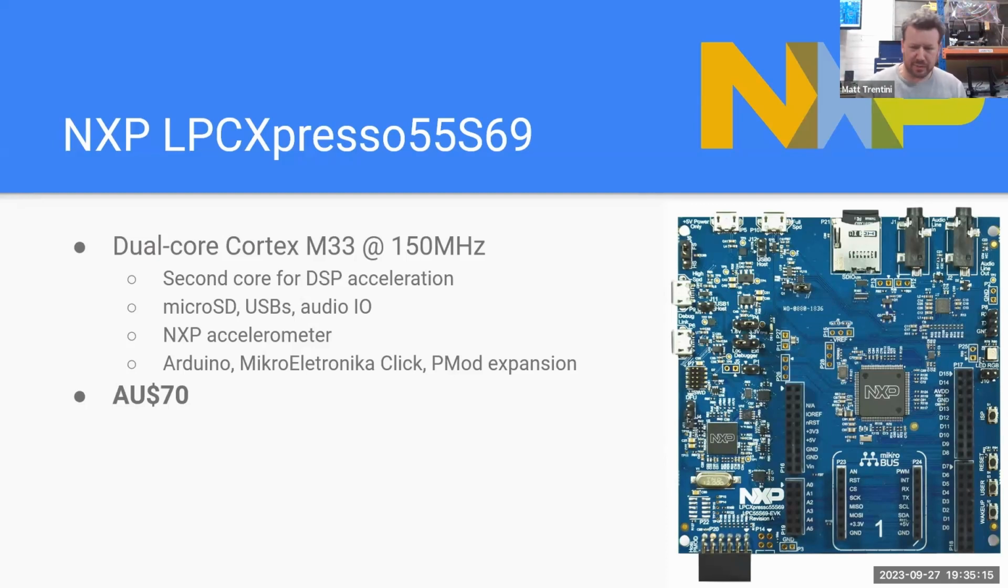The key features for this one is they're a dual core processor, and the second processor's got DSP extensions and is quite fast for doing things like audio processing. I don't really have a use for it, but I was trying to help out other people in the community. Not cheap at $70 for those boards.